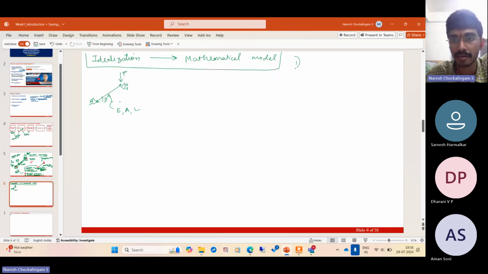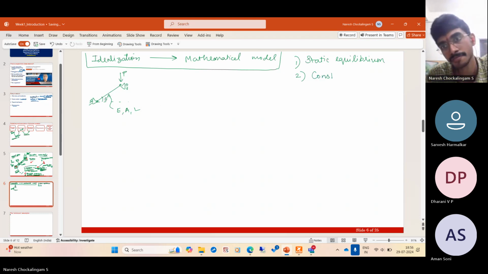So here, the first physical principle we use is that this is in static equilibrium, right? That is one condition. The second thing is, how are stresses and strains related? So we need constitutive relationships. And the third thing is compatibility.